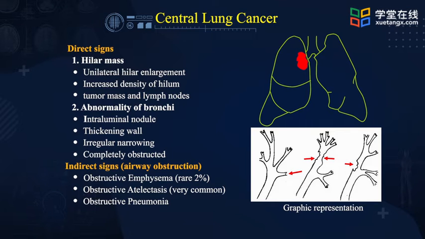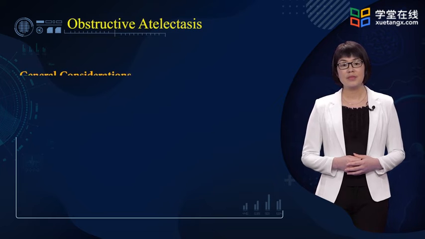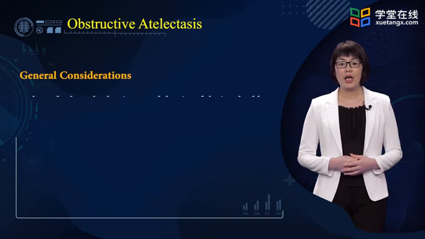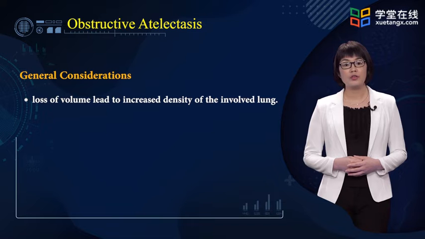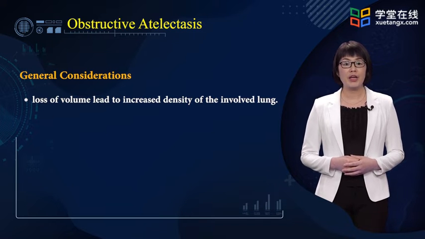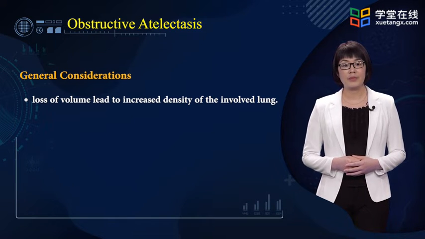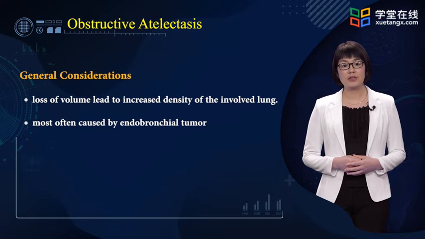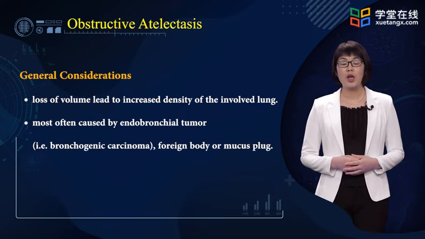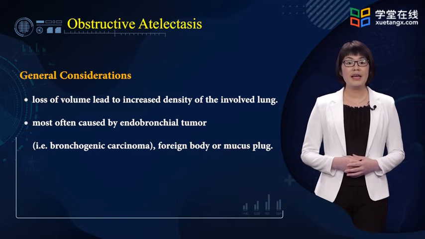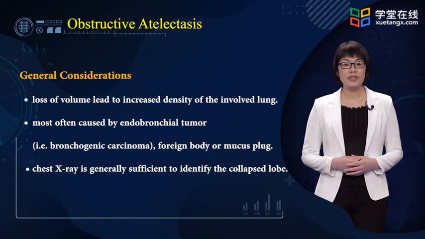Here, I will now introduce the sign of obstructive atelectasis, which is very common for central lung cancer. What is atelectasis? It is a loss of volume in part or all of the lung, leading to increased density on X-ray. Obstructive atelectasis is a result of blockage of an airway, usually caused by tumor, foreign body, or mucus plaque. The air in the affected unventilated region is absorbed, leading to collapse. Chest X-ray is generally sufficient to diagnose.